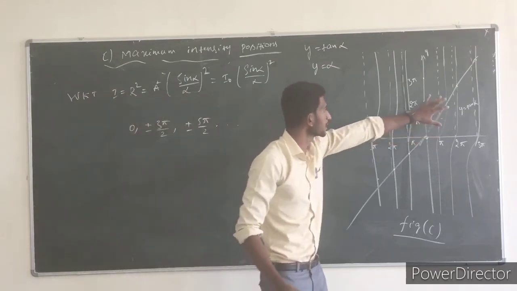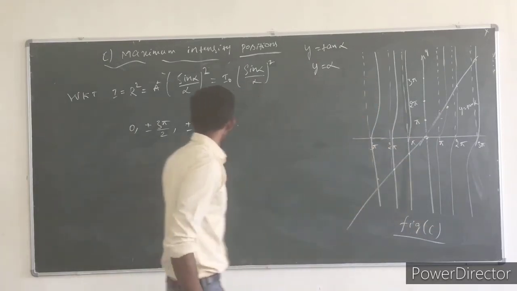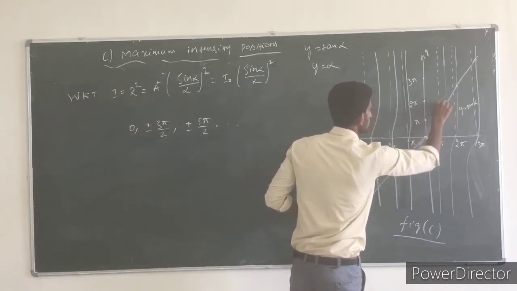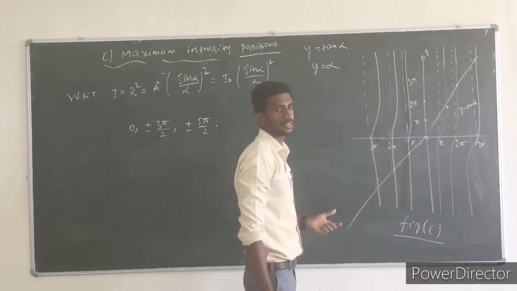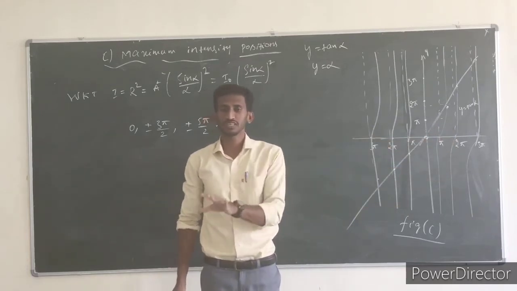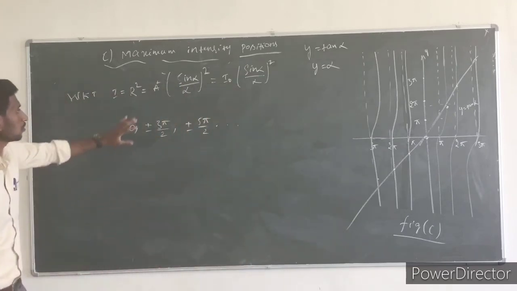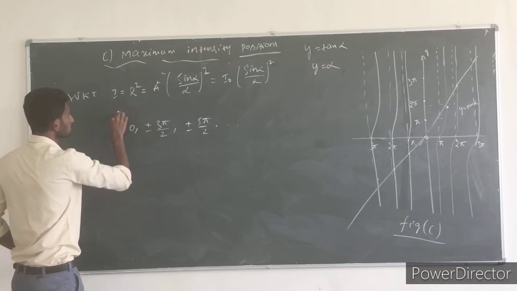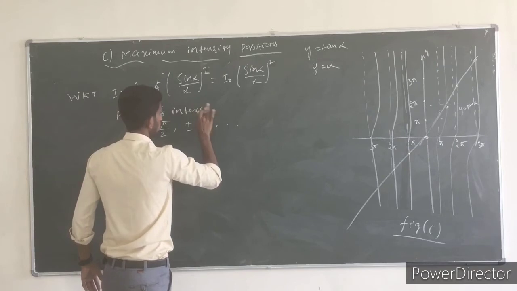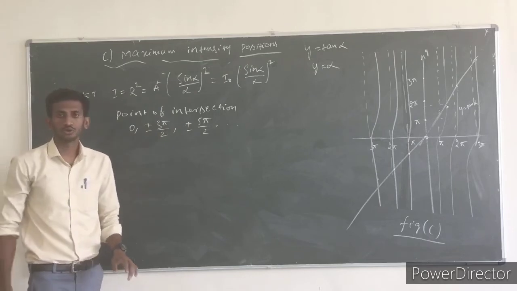So in this graph we are not getting exactly. When you plot the same graph using graph sheet, you will get exactly these values. So the point of intersection means this point. We take the corresponding values like that. Okay, in this board we are not getting it exactly. When we use graph sheet and do the same thing, we get the exact values. Now, so we are getting the points of intersection at 0, 3 pi by 2 and 5 pi by 2.